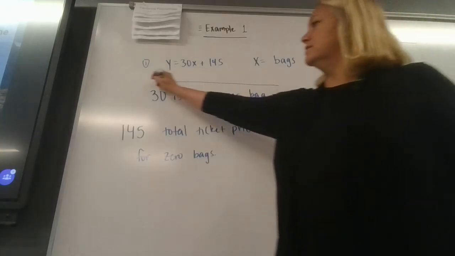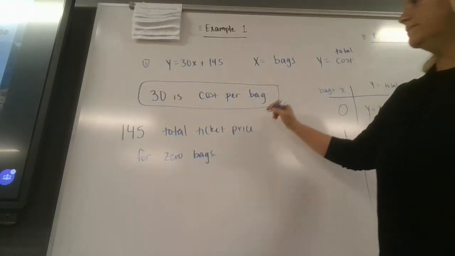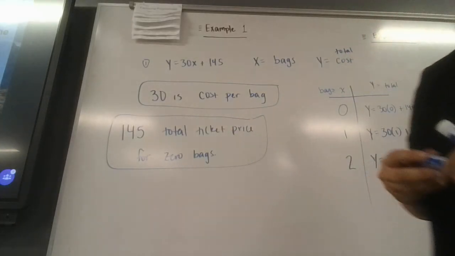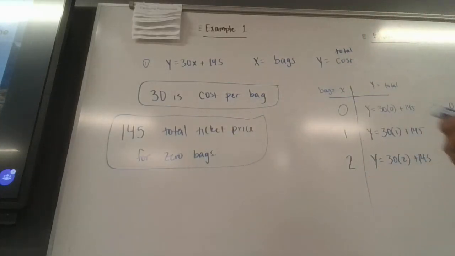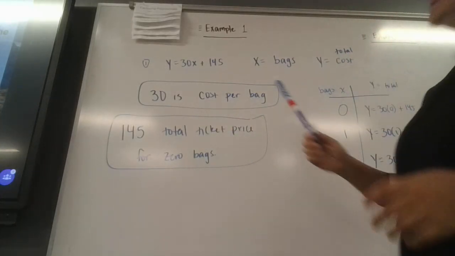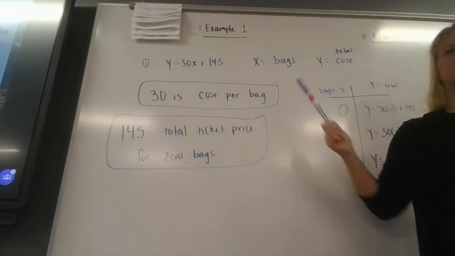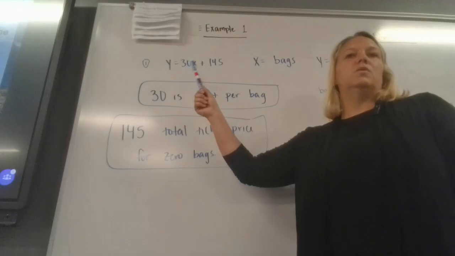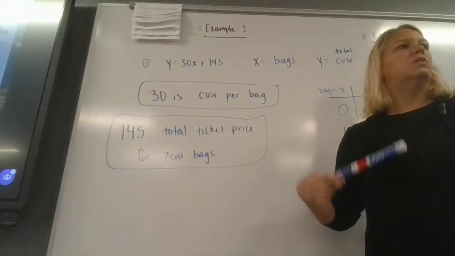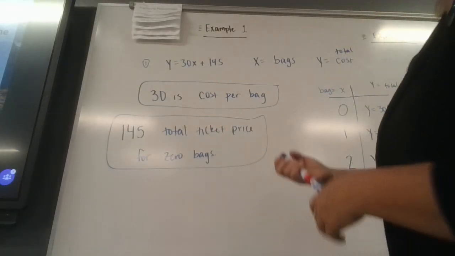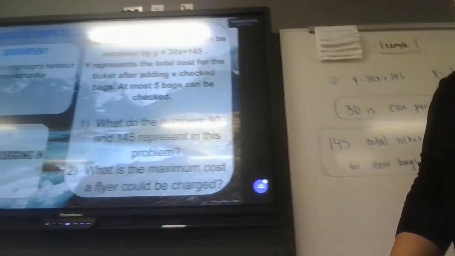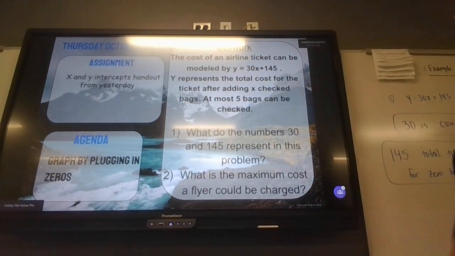Good. This is the answer to number 1. 30 is cost per bag. 145 is the total ticket price. Because it says X is the number of bags. That's what led us to that conclusion. So slope goes with the word per or each. So 30 would be the cost per bag. 145 for the base ticket, and then you pay for every bag you bring.